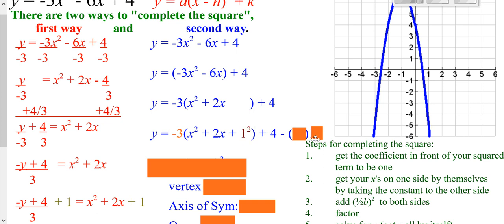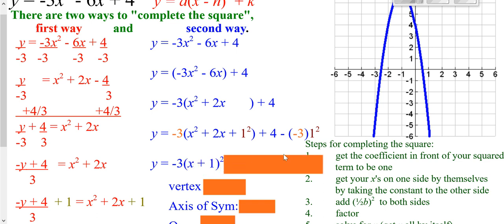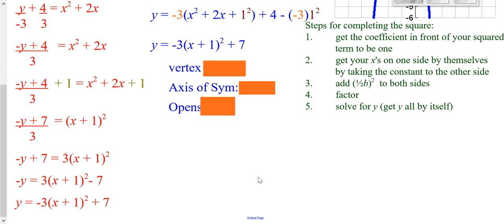If we add it here, we have to subtract it here. That's why it's minus your 1 squared. But remember, it's a -3 times everything in parentheses. So we added a -3 times a 1 squared, so we have to subtract a -3 times a 1 squared. So here we'll bring down our -3. This is going to factor just like it did on the other one into an x plus 1 all squared. So now we have our 3, and we're really subtracting a negative, which is adding a 3 times 1, or 4 plus 3, which is 7. So we really get the same answer that we had before.